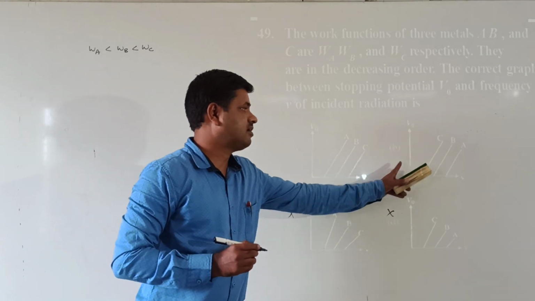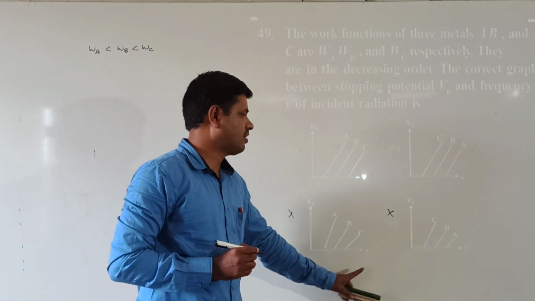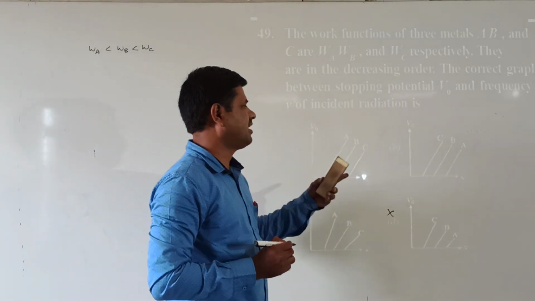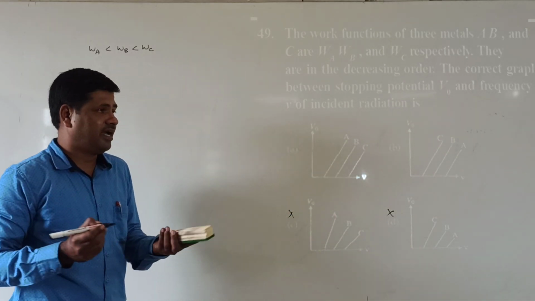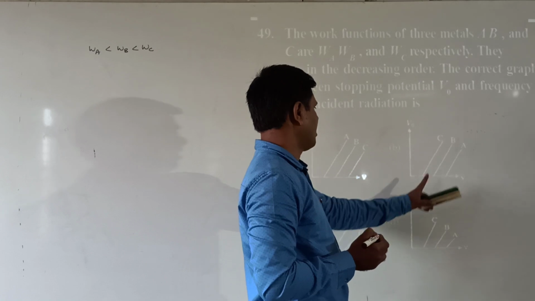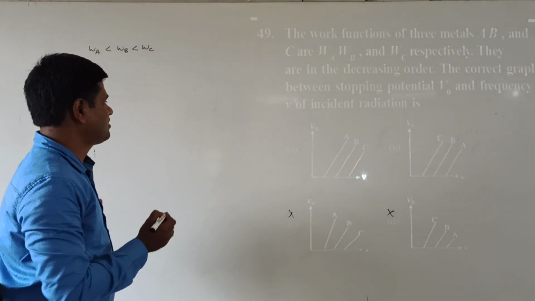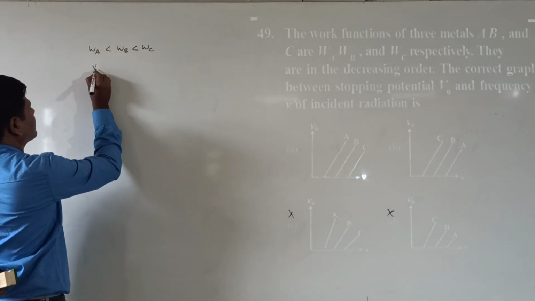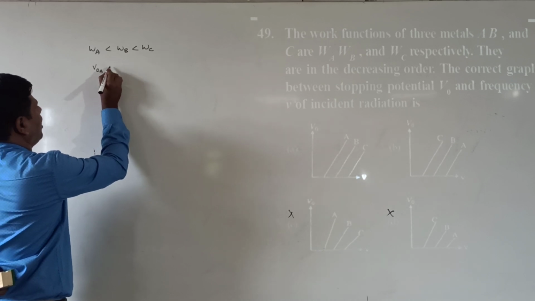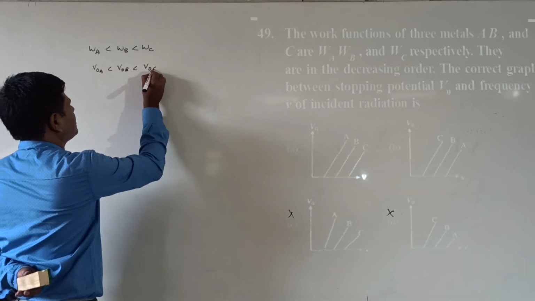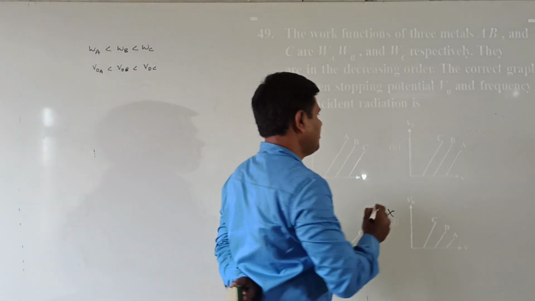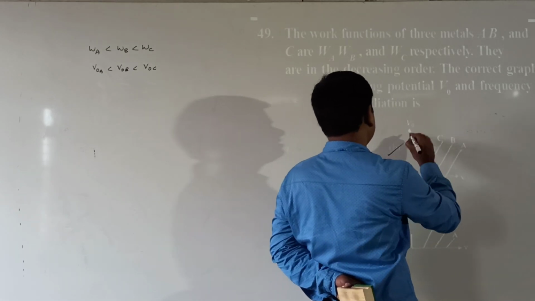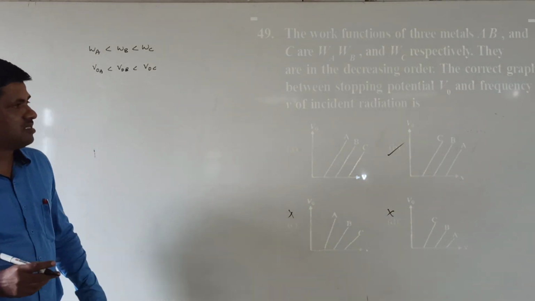Why are C and D wrong? Because they are not straight lines. When drawing the graph between stopping potential and frequency, we get a straight line, since the Einstein equation represents a straight line. So these two are wrong. Which is correct? Since C has the largest work function, the stopping potential is also largest for C. In the graph, the stopping potential of C is largest, next B, next A. That's the reason. So option B is correct.